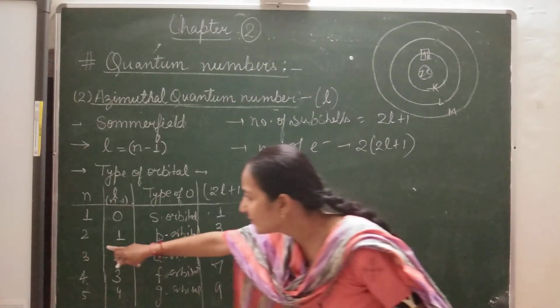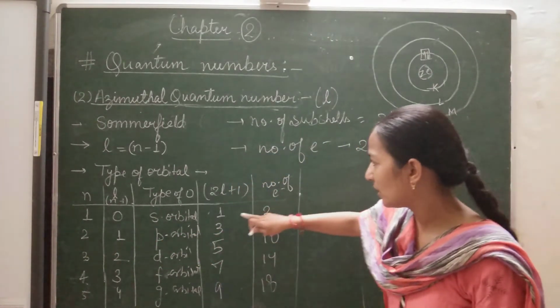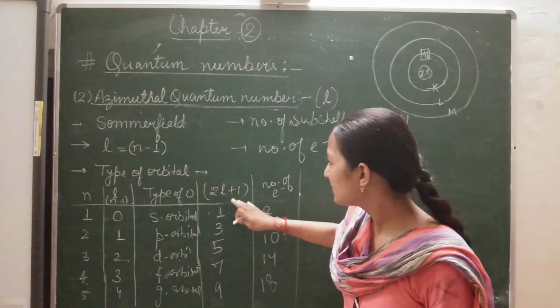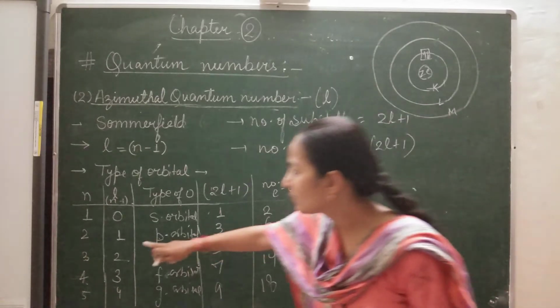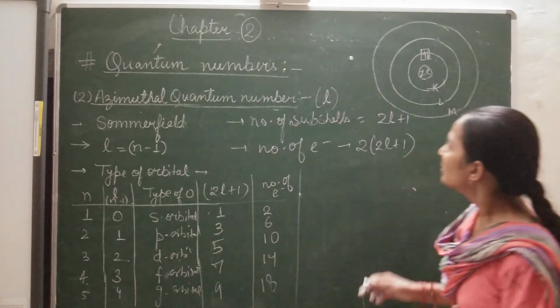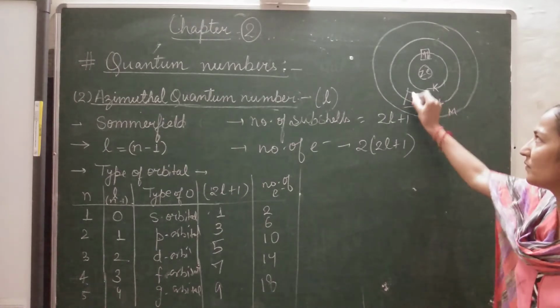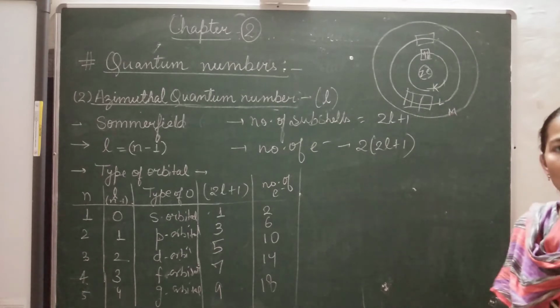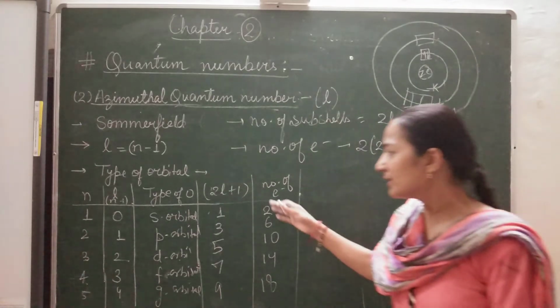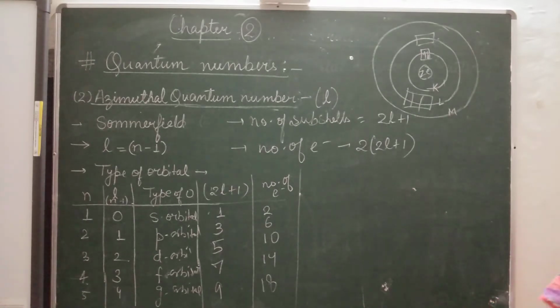In the case of n equals 2, 3 p orbitals are there. How many subshells are there for p? So for n equals 2, 3 p orbitals will also be there along with the s orbital. Okay, so this is all the information which we get from the azimuthal quantum number.